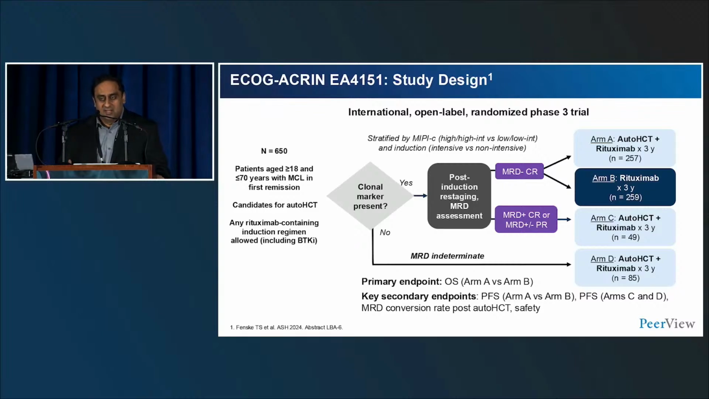So I want to go through the study schema here very quickly because it's important to understand how this was done. The key thing is they were using MRD as a major endpoint for decision making. And so they had to obviously assess whether you had a clone that could be followed. If you did, and you were MRD negative, those patients were the primary analysis for this study, and they were randomized to getting an auto transplant with 3 years of rituximab maintenance or no auto transplant and just rituximab maintenance. For those patients who were MRD positive, because it was unclear, they were recommended to get an autologous transplant and maintenance therapy. And those that didn't have a clone, again, were recommended to get an auto transplant and rituximab maintenance.